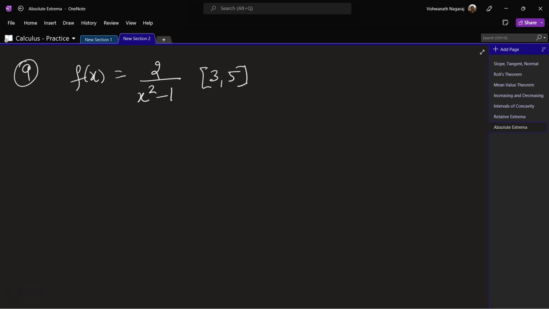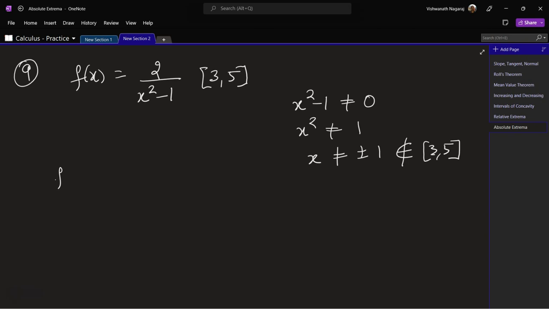Okay, ninth one, f(x) = 2/(x² - 1) in the interval (3, 5). Now here, very clearly x² - 1 cannot be equal to 0. That means x² cannot be equal to 1, so x cannot be equal to plus or minus 1. But importantly, this plus or minus 1 doesn't belong to (3, 5). So we are safe. So let's see, f'(x) = -4x/(x² - 1)².